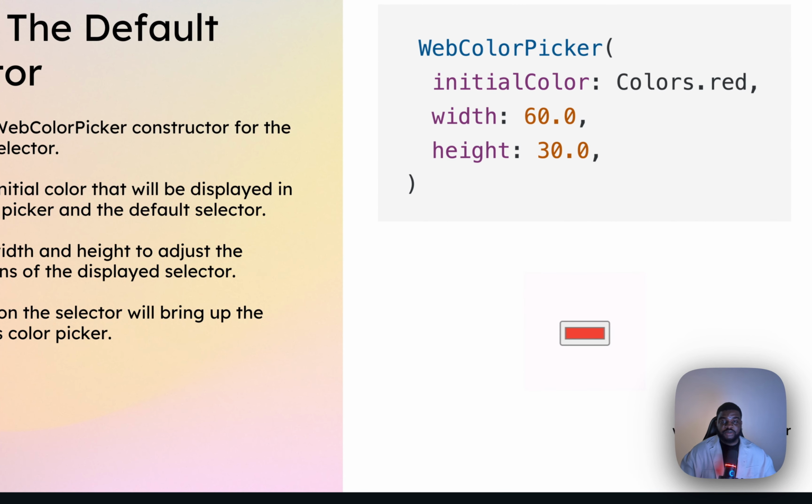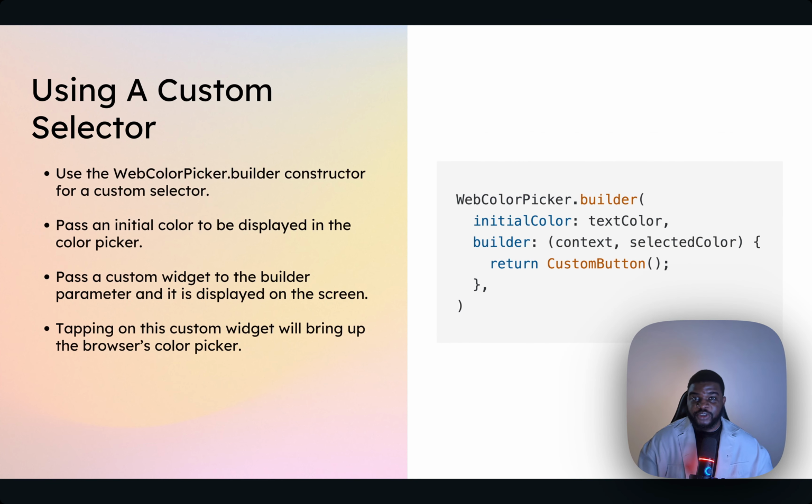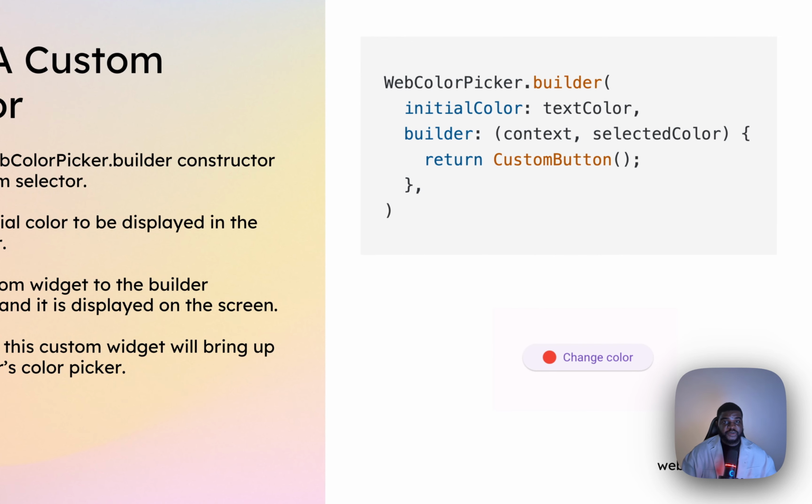And this is how it looks on Chrome. The second method is to use a custom selector. And to use a custom selector, you make use of the webcolorpicker.builder constructor. This constructor lets you pass the initial color and a builder function that returns a widget that determines how the selector should appear. Now, here is the sample custom selector that makes use of a button. And when you tap on this button, it brings up the color picker.